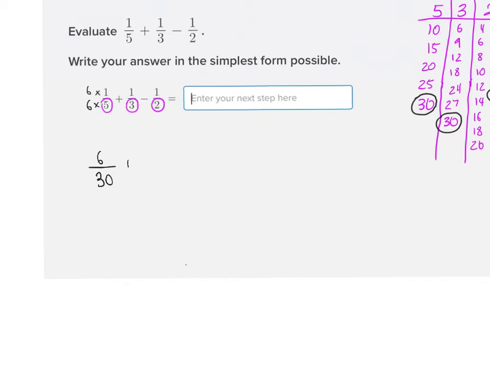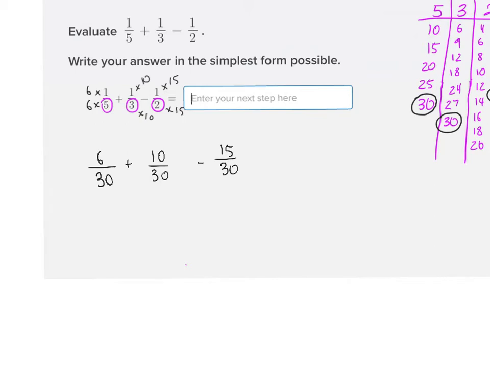I'm going to do the same for the second. 3 times 10 is 30. So I'm going to do 1 times 10. And then the same for the last one. 2 times 15 is 30. 1 times 15 is 30.